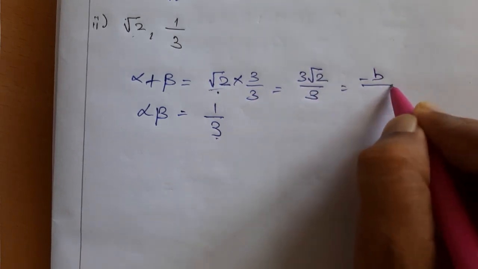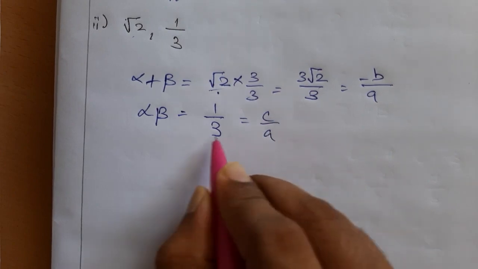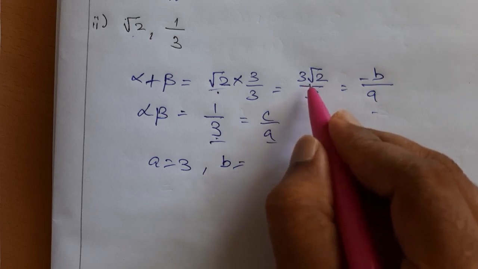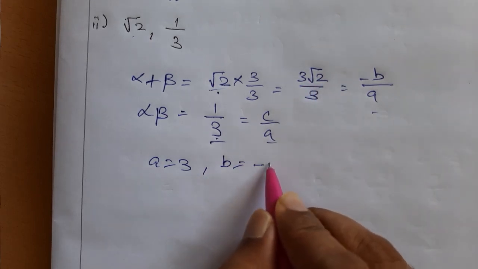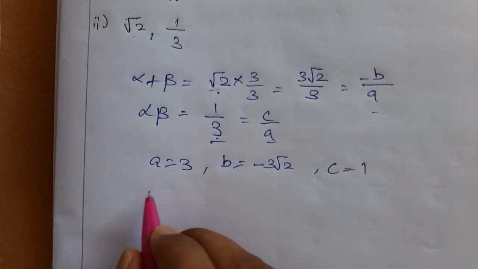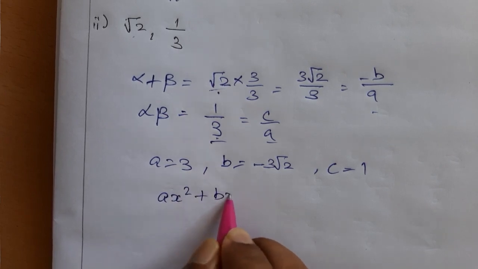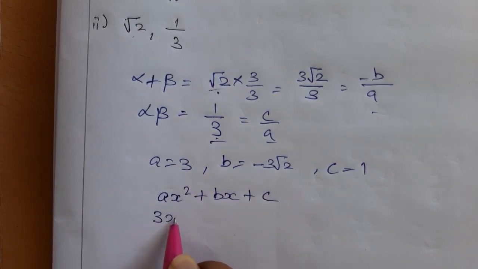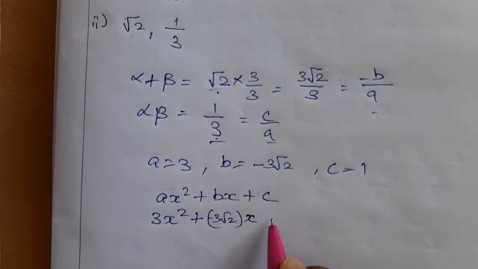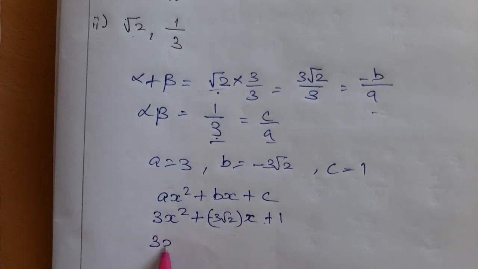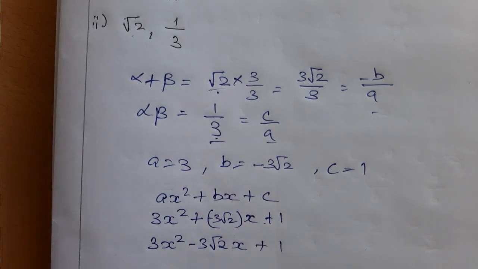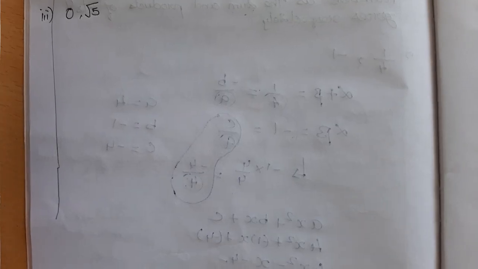So now we have minus b by a equal to this and c by a, so the a and a are the same. So a is equal to 3, minus b is equal to 3 square root of 2, then b is equal to minus 3 square root of 2, and c is equal to 1, right? Then what is the general form of the quadratic polynomial? ax square plus bx plus c. So a is 3x square plus b is minus 3 square root of 2 x plus c is 1. This we can take as 3x square minus 3 square root of 2 x plus 1. Clear?